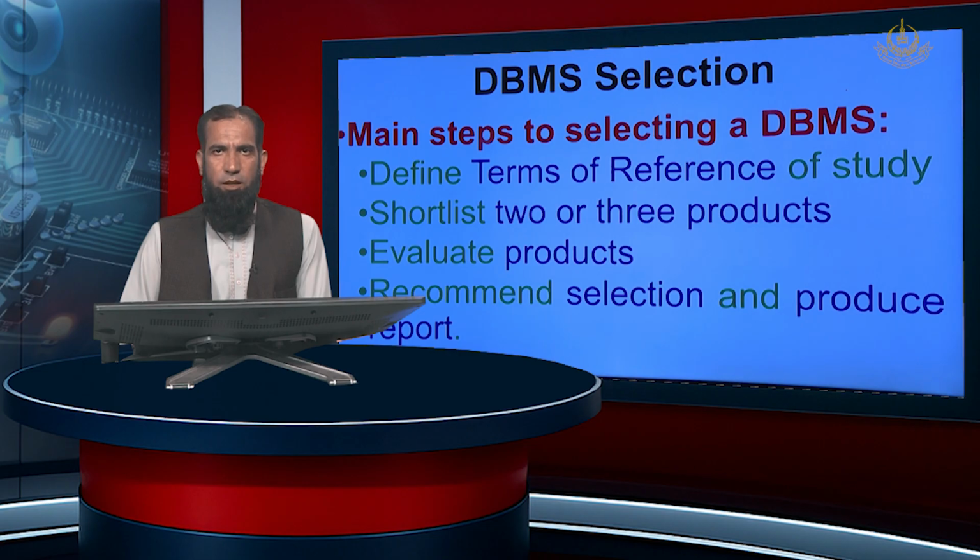For example, how many users will it support, what type of data will it handle, and what features are essential. Then shortlisting 2 or 3 products. Once the requirements are clear, we identify 2 or 3 database management system products that best match those needs. This shortlisting narrows down the options and makes evaluation more focused.